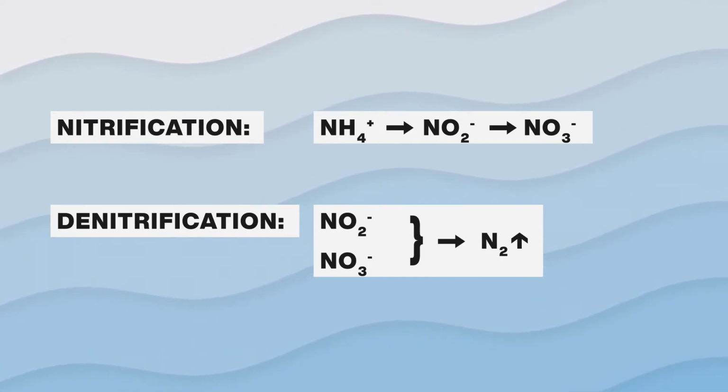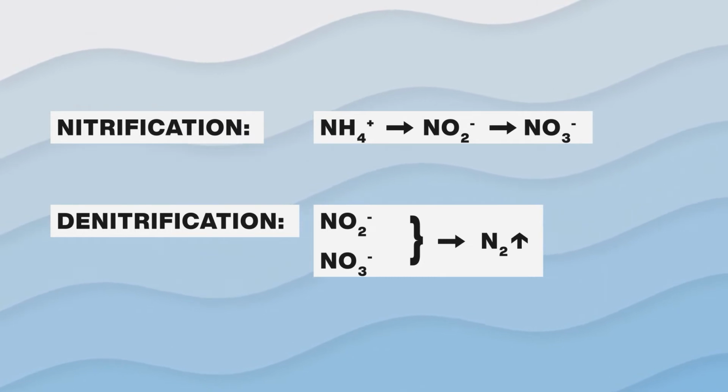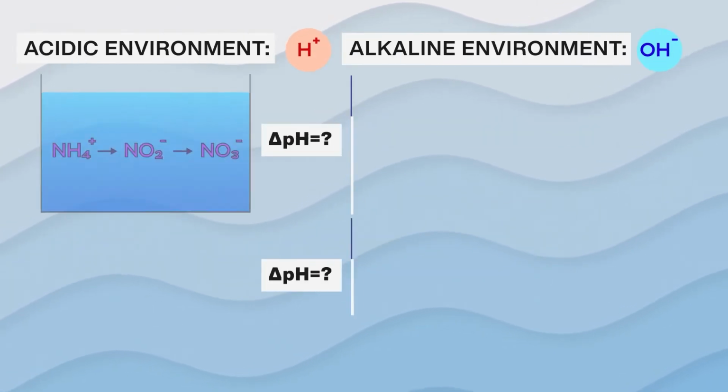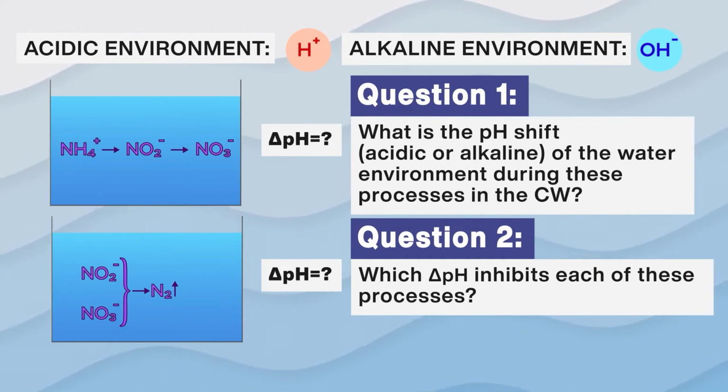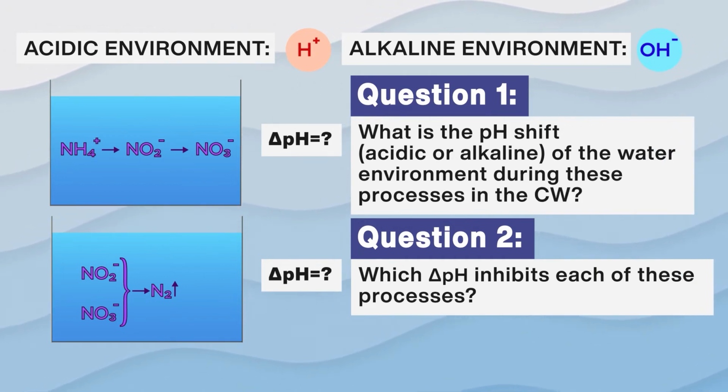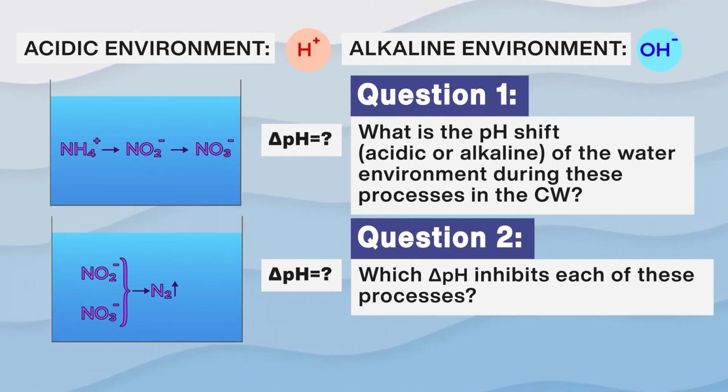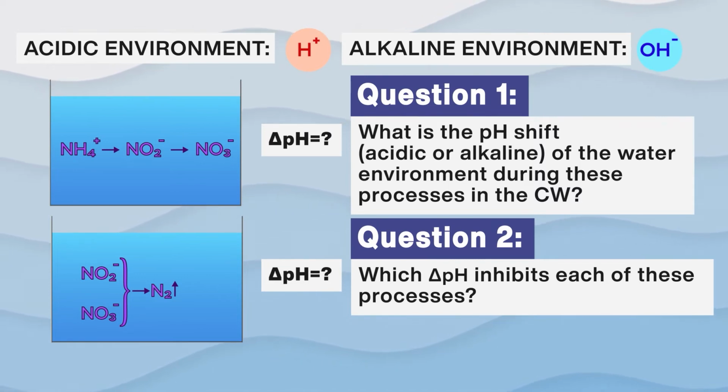Exactly. So, here is the first question. What is the pH shift, acidic or alkaline, of the water environment during these processes in the constructed wetland? Okay. And here's the second question. Which type of the pH change, acidic or alkaline, inhibits each of these processes? Take your time, Betsy.